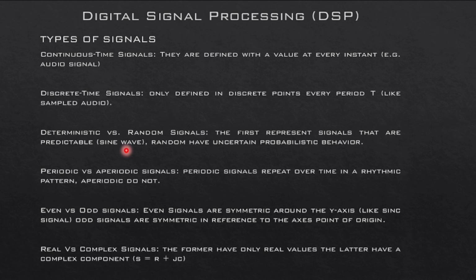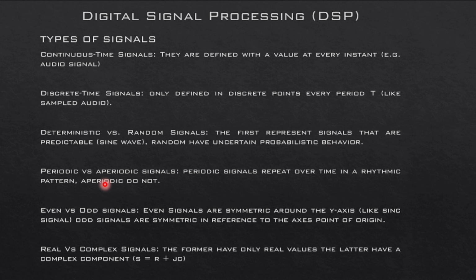Also, deterministic versus random signals. The first represent signals that are predictable, like a sine wave, a cosine wave, a tangent wave, but it is predictable. It has a form of predictability to it. And random signals have uncertain, probabilistic behavior, meaning that each time they are random, they cannot be predicted. They have some probabilistic properties. So you have some pattern repeating every now and then, but it's not stable shape-wise.